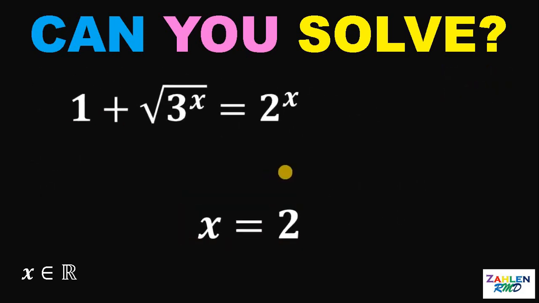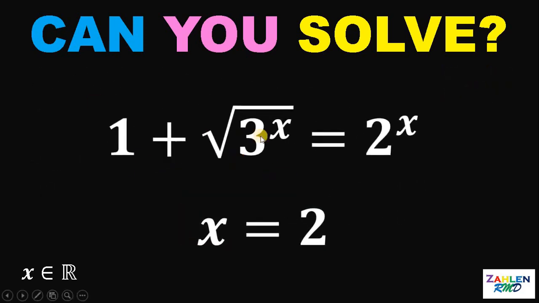Therefore, the value of x in this equation, 1 plus square root of 3 raised to x equals 2 raised to x, must be equal to 2. And as always, we are done.